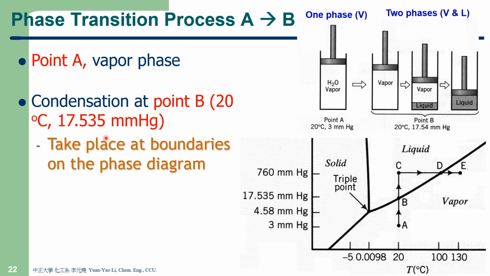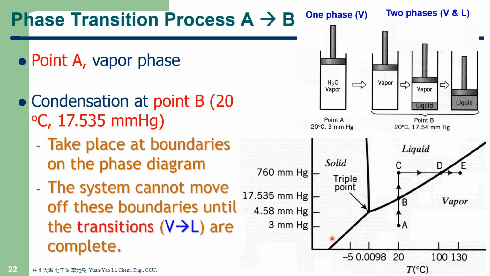So this takes place at the boundaries on the phase diagram. This is the boundary of the phase diagram, right? There are two phases. The system cannot move off the boundary until the transition from vapor to liquid is completed. So this is point B, point B, point B. Okay, it stays here.